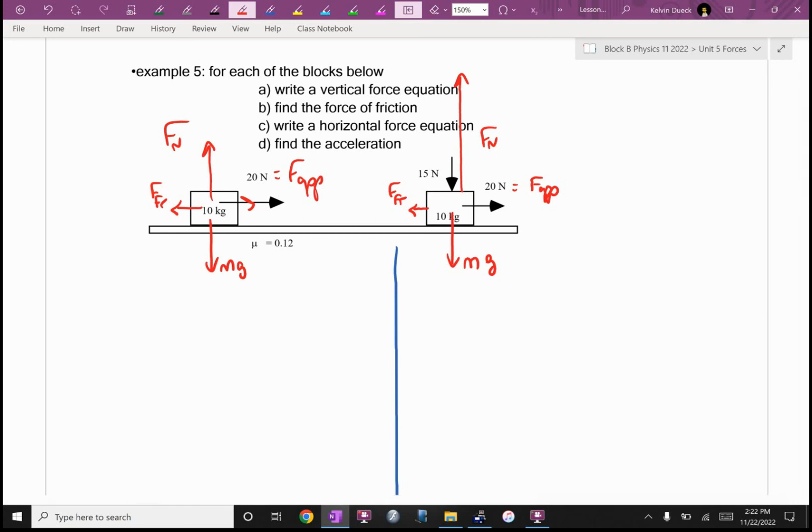We did one like that yesterday. Right? Okay. Well, A says write a vertical force equation, Julian. On the left-hand side, are we sinking into the ground like quicksand? Are we flying like Superman? What it really means is all the forces down equal all the forces up. So what's my equation? Mg equals, that's everything down, equals everything up. What's everything up? Look at the free body diagram, not at me. Mg down equals what up?